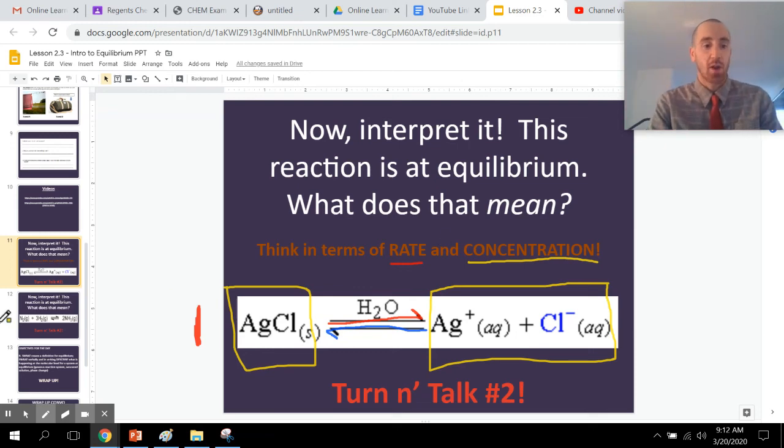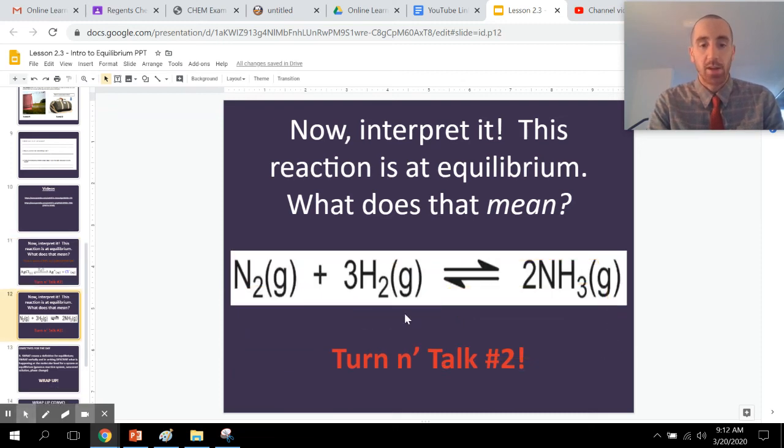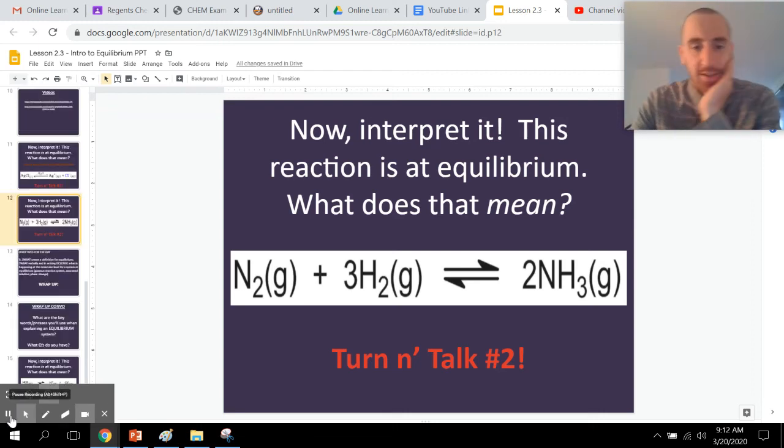All right, so let's try one more, then we'll do an exit slip, and you guys are done. All right, do the same thing. I'm going to pause the video now. Try to do the same thing for this equation. All right, welcome back. Let's try it one more time. I want you to interpret this equation. If I tell you that this is at equilibrium, what does it mean in terms of rate? And what does it mean in terms of concentration?